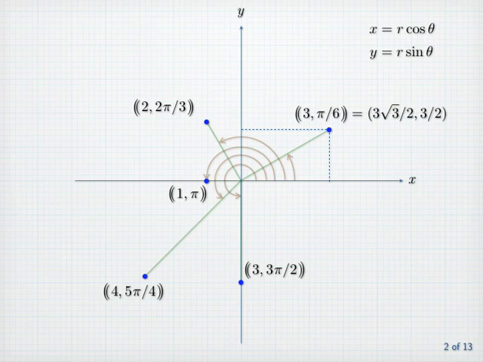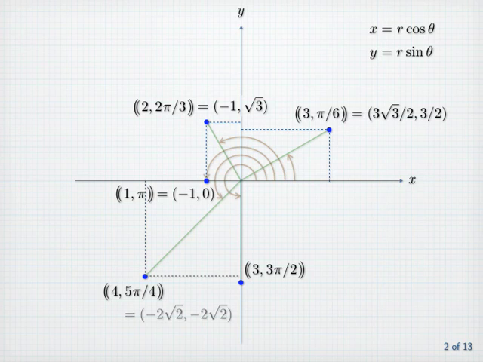The point with polar coordinates 2, 2/3 pi has x coordinate 2 times cosine of 2/3 pi and y coordinate 2 times sine of 2/3 pi, so the rectangular coordinates are -1, square root of 3. The point with polar coordinates 1, pi obviously has rectangular coordinates -1, 0. The point with polar coordinates 4, 5 pi over 4 is -2 root 2, -2 root 2 in rectangular coordinates. And 3, 3 pi over 2 in polar coordinates is 0, -3 in rectangular coordinates.